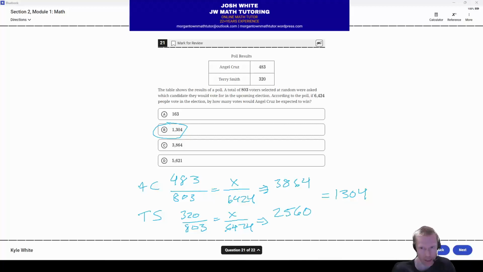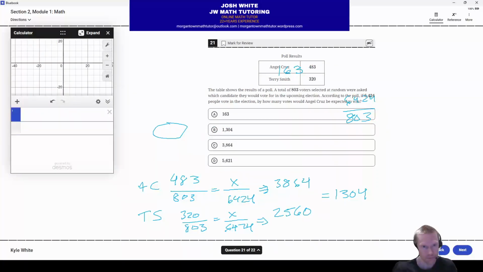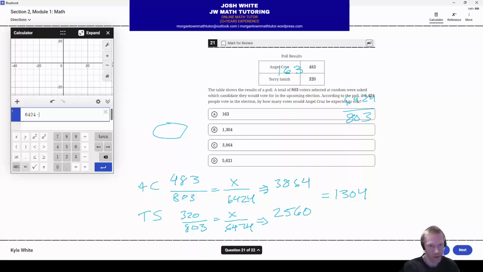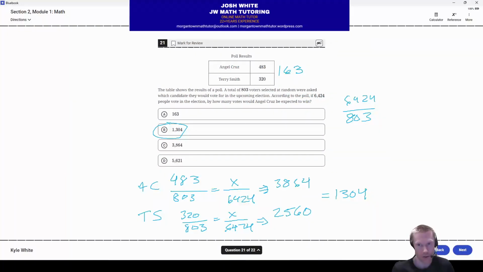Note that another alternate way to think about this is you could technically subtract the difference here, which is going to be 163 votes. And then you would multiply that by 6424 divided by 803. That is basically like the ratio or the scale factor of number of people in the survey to total number of people. So just to show you that this way works as well. You take, again, 6424 divided by 803. So there's 8 times as many people that are going to vote in the election as compared to the sample. So now just take that and multiply that by the difference between them, the 163, and it comes out to 1304. So that's just an alternate way to think about it or to figure it out.